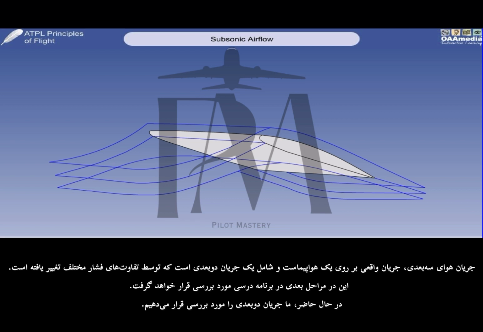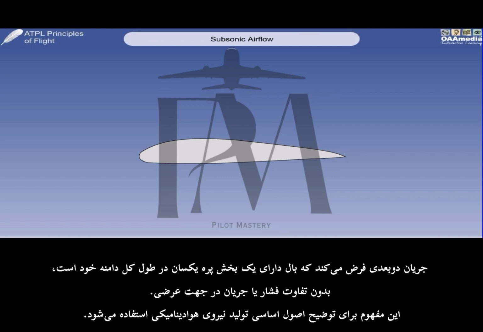Three-dimensional airflow is the true airflow over an aircraft and consists of a two-dimensional flow, modified by various pressure differentials. This will be examined later in the syllabus. For now, we will consider two-dimensional airflow. Two-dimensional airflow assumes a wing with the same aerofoil section along its entire span, with no span-wise pressure differential or flow. This concept is used to illustrate the basic principles of the generation of aerodynamic force.